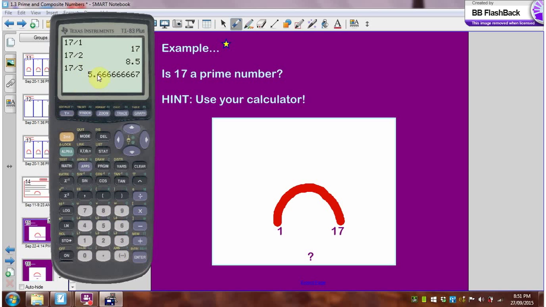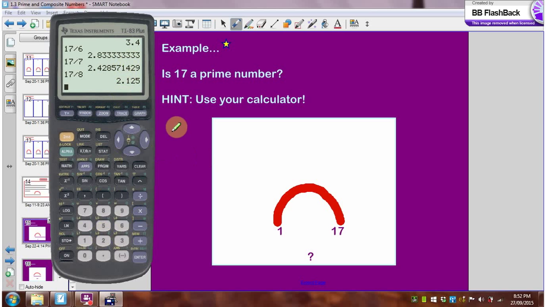Not a factor. 3 is not a factor of 17 because we don't have a whole number here. 17 divided by 4. Nope. 17 divided by 5. Nope. 17 divided by 6. Nope. 17 divided by 7. Nope. Keep going. Divided by 8. Nope. Okay, and we know that we've checked everything now because the numbers are actually going down and we're getting closer to 17. So if we would have found another factor, it would have been up here already.